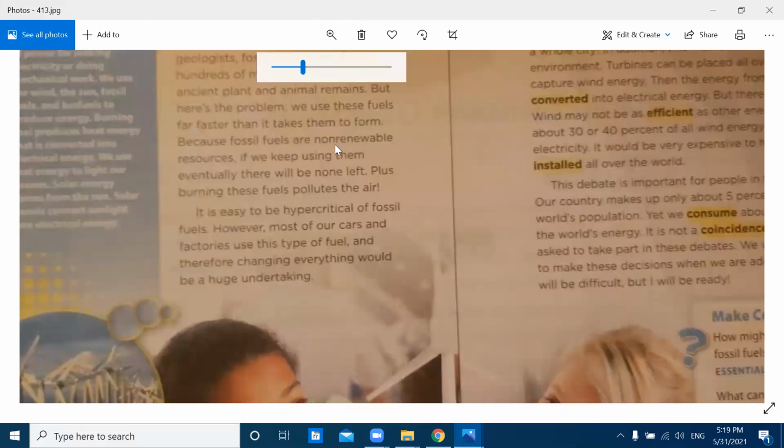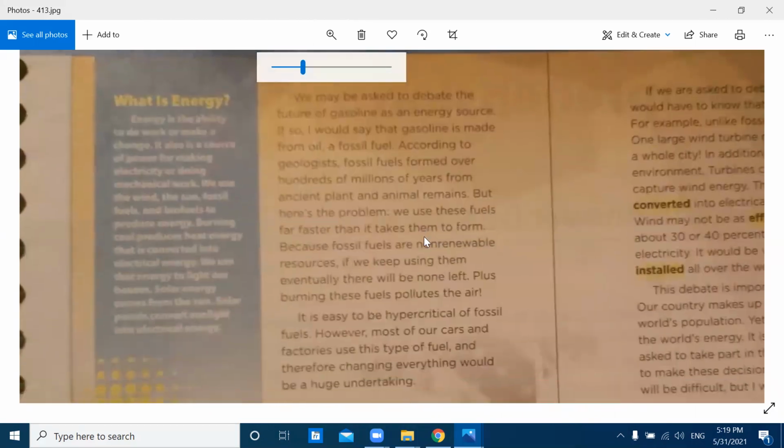So what is energy? Energy is the ability to do work or make a change. It also is a source of power for making electricity or doing mechanical work. We use the wind, the sun, fossil fuels, and biofuels to produce energy. Burning coal produces heat energy that is converted into electrical energy. We use that energy to light our houses. Solar energy comes from the sun. Solar panels convert sunlight into electrical energy.